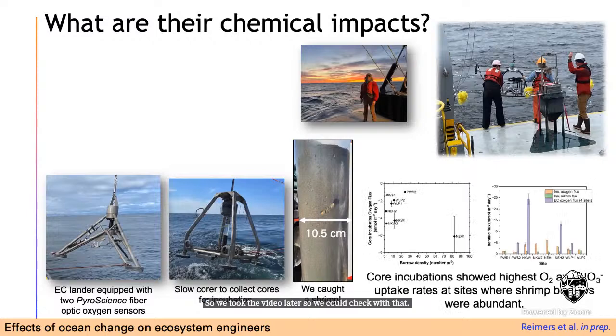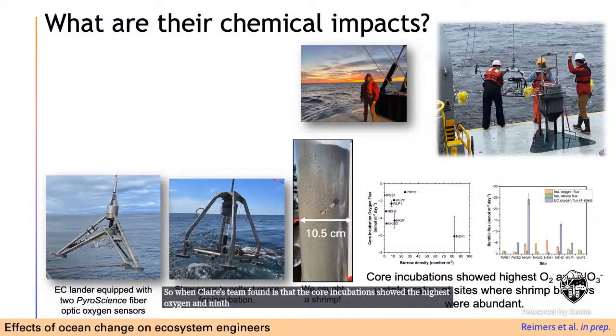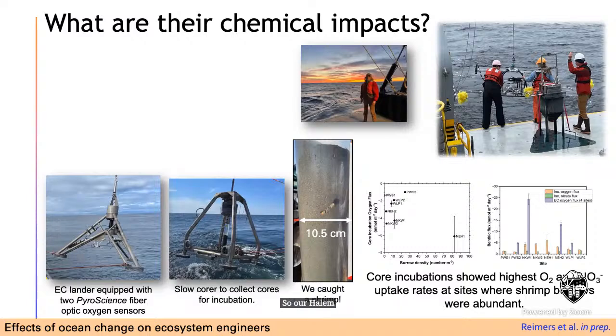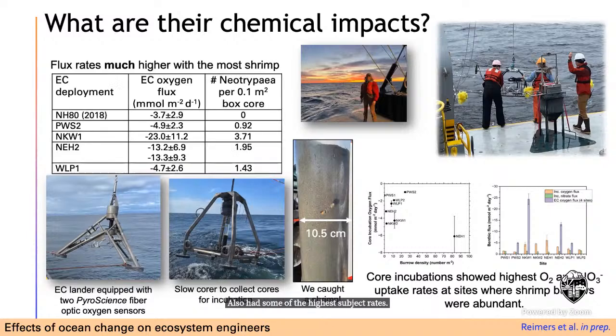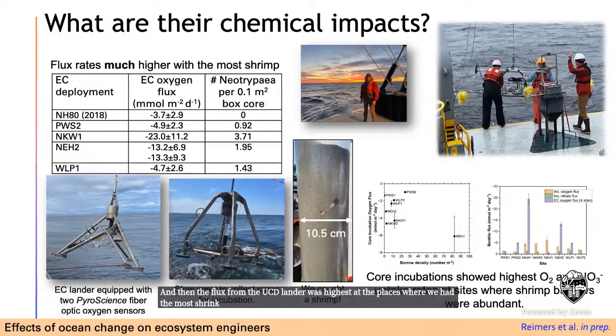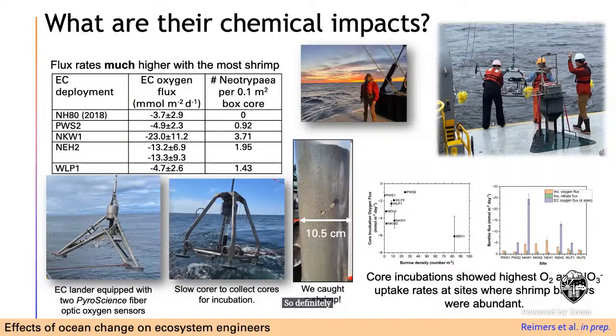So what Claire's team found is that the core incubations showed the highest oxygen and nitrate uptake rates at sites where the shrimp burrows were abundant. So our Nehalem site, where we had the most shrimp burrows, also had some of the highest uptake rates. And then the flux from the EC lander was highest at the places where we had the most shrimp in the box score. So definitely these animals are having a pretty substantial impact on the movement of water and thus oxygen and other nutrients across that sediment environment.